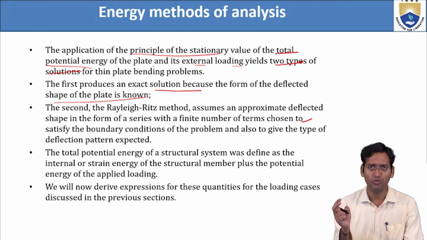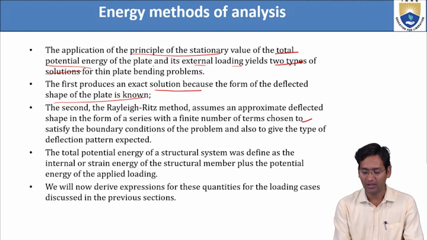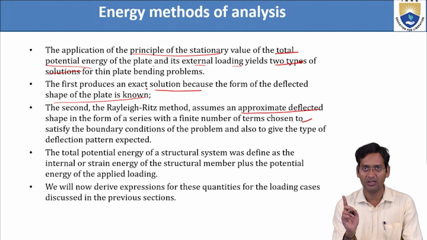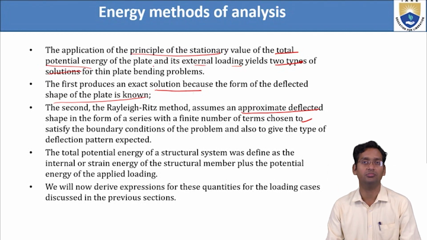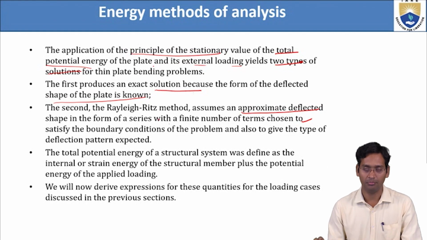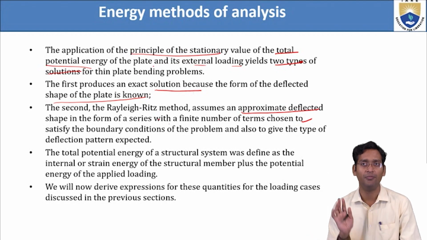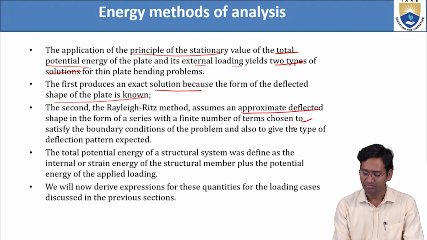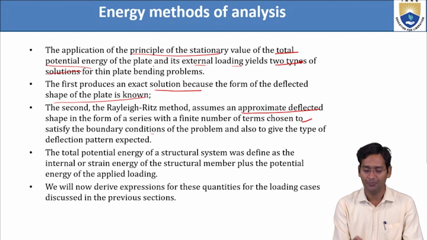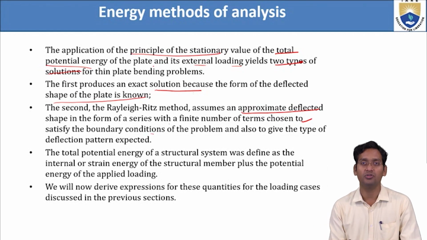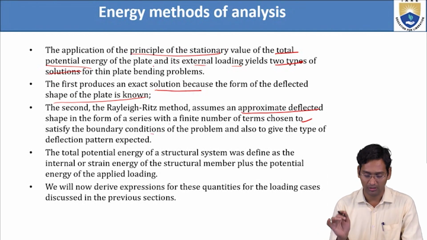So by the second method, Rayleigh-Ritz, we use an approximate deflection. The first method is, if the exact deflection is known, then we will get the exact solution. The second case is the Rayleigh-Ritz method, by which, if the exact deflection is not known, we find it. In that, we consider a series of finite number of terms. Remember, Rayleigh-Ritz is for finite, Rayleigh only for infinite. The terms are chosen to satisfy the boundary conditions of the problem and also to give the type of deflection pattern expected. Whatever deflection types are expected can be found by the Rayleigh-Ritz method, and that should satisfy the boundary conditions of the given problem.